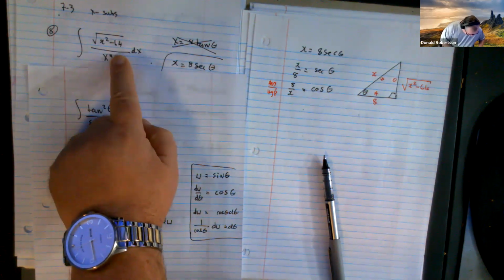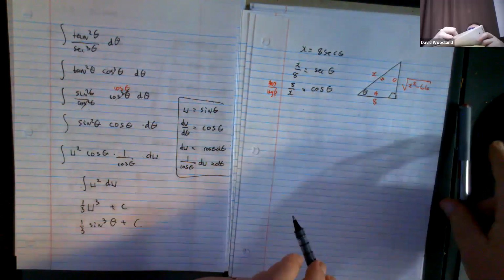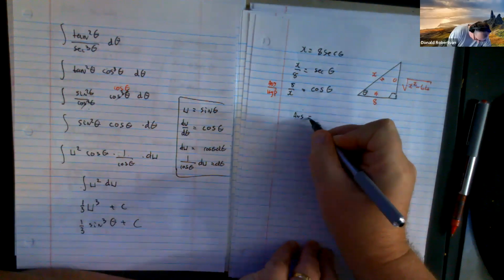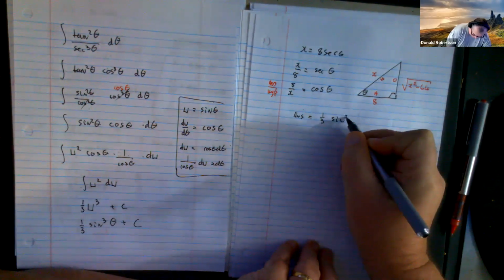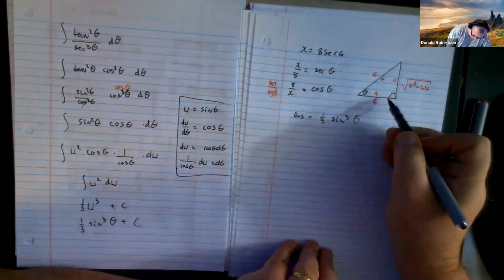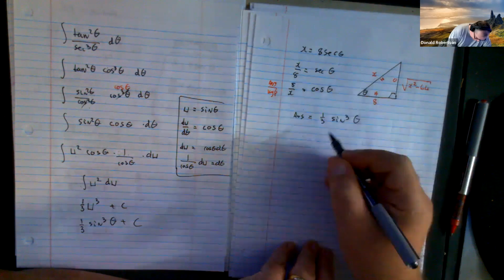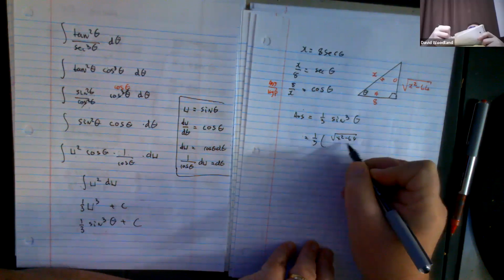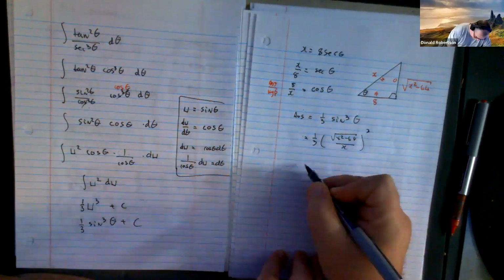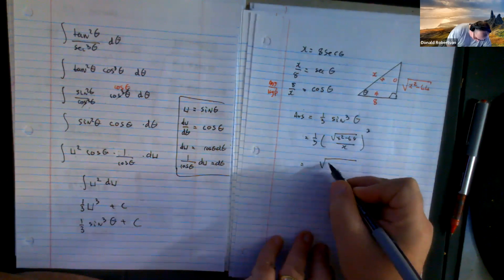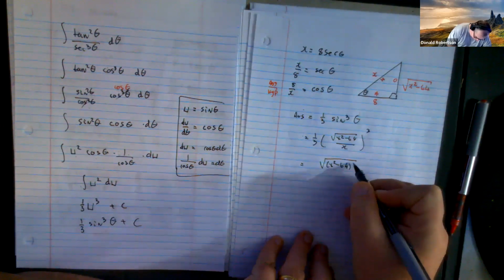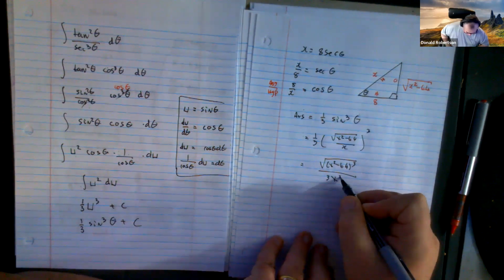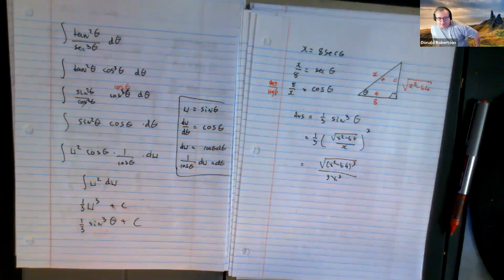Now, our answer was 1/3 sine cubed theta. Well, I can use this triangle. Won't the sine be opposite over hypotenuse? So it's going to be 1/3 opposite over hypotenuse cubed. And then we make it pretty. So x squared take away 64 cubed over 3x cubed. And that was a pretty standard x sub type of question.